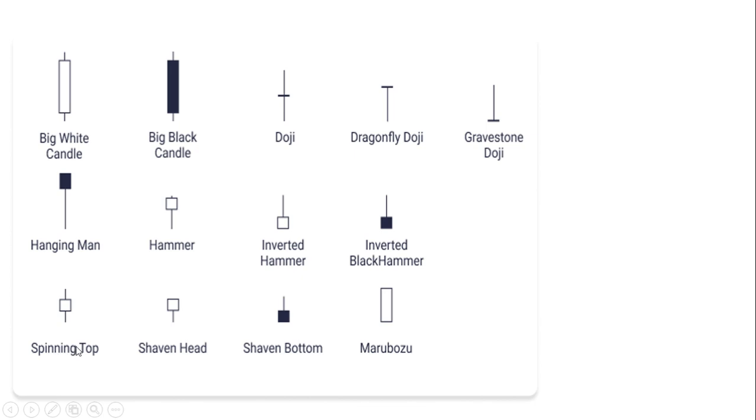This is a spinning top. And then this is a shaven head. You can see how it is. This is a shaven bottom. This is a marubozu. As I said, the names are not necessary. All you need to do is know them by sight. These are candlesticks, they come this way. That's all, and you are fine. You trade and be profitable.